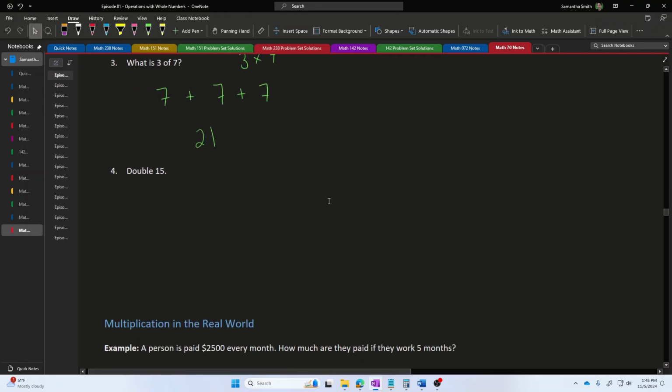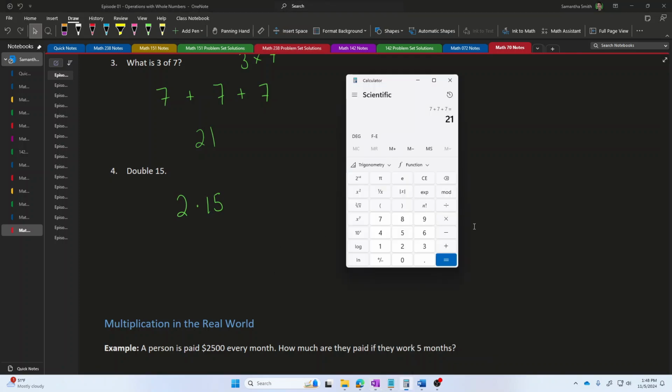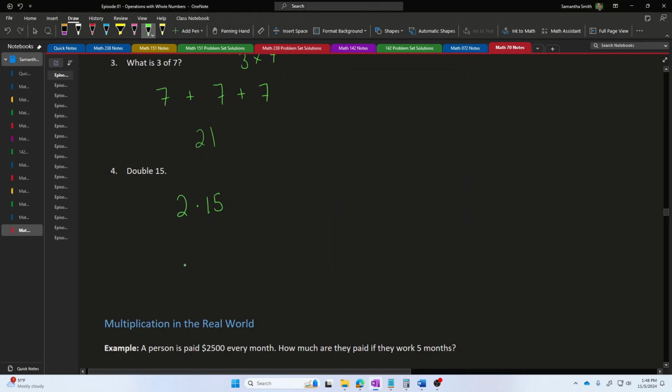Or someone could say double 15. If they say double 15, they're asking me to take 2 copies of 15. Or put another way, multiply 2 and 15, giving me a result of 30 units.